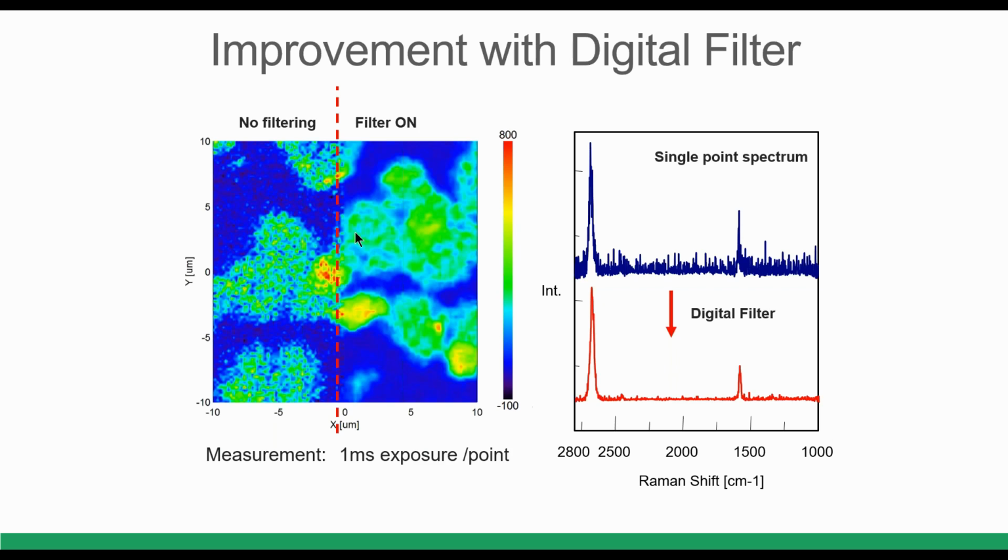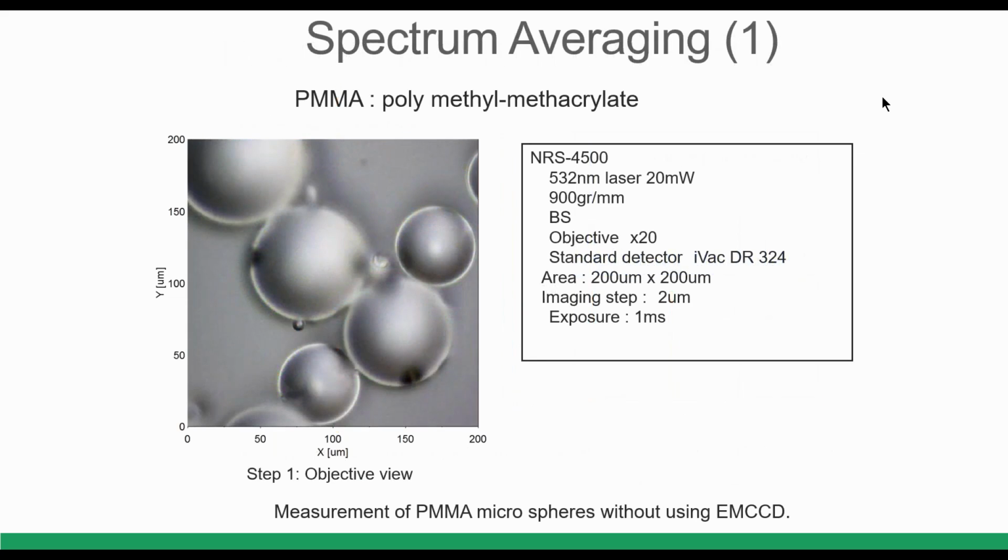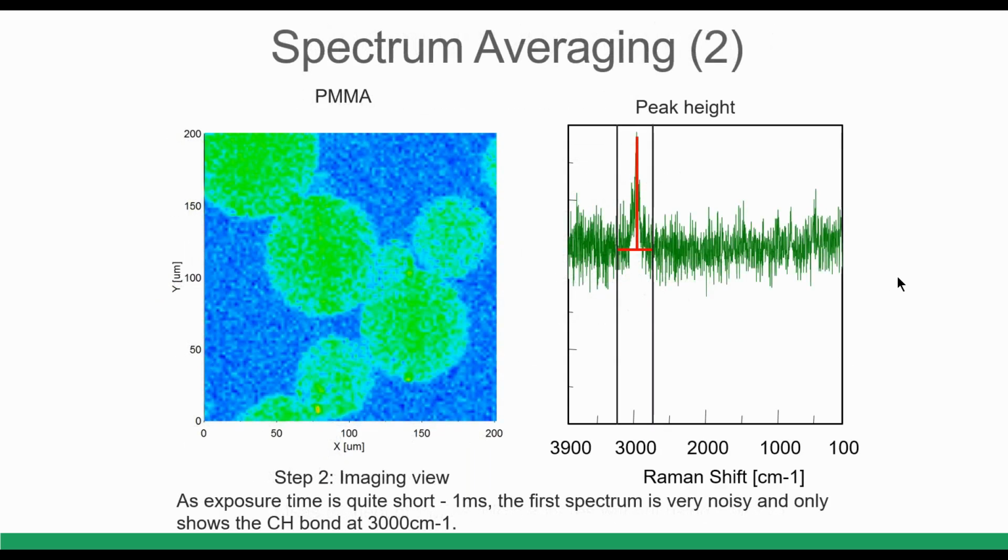But if we need to map a large area very fast, we have some challenges, and those challenges are overcome using detectors like the EMCCD, and also a high-speed stage, and some software data processing such as the digital filter. Additional to the digital filter, we use spectral averaging, and this is something that we can enable, and it's just to smooth the data and to have a better signal.